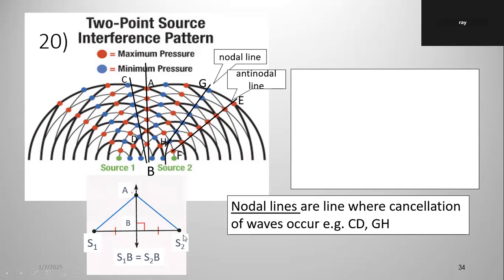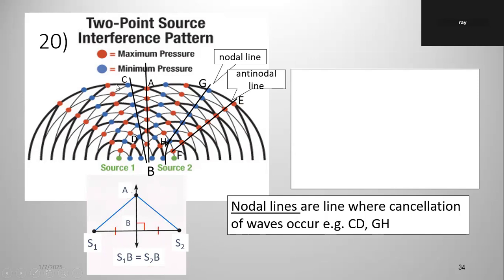That's the same picture, except that B, that point there, is the midpoint of S1 and S2. And then AB is a perpendicular bisector. So S1B equals S2B, or any point along AB is an equal distance from S1 and S2. So nodal lines are lines where cancellation of wave occurs. That means destructive interference.